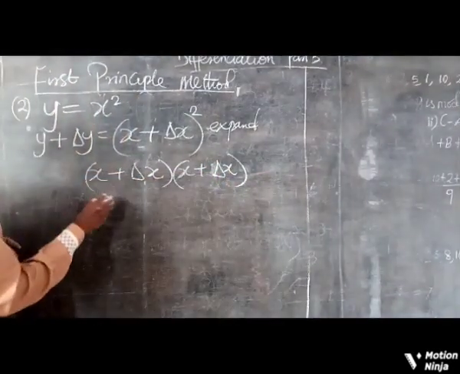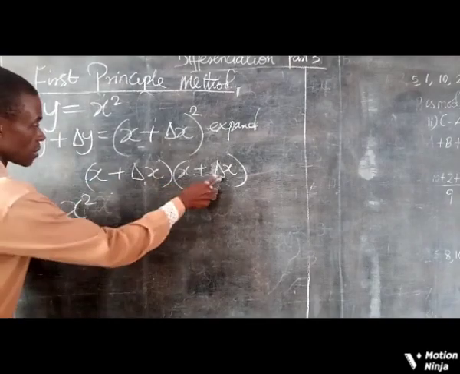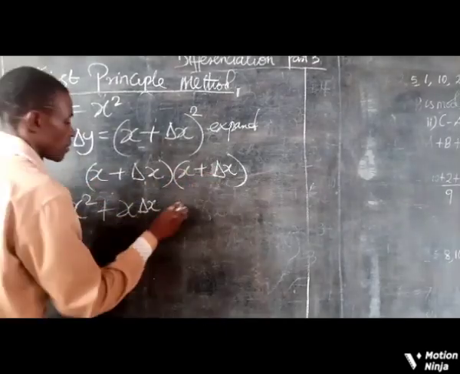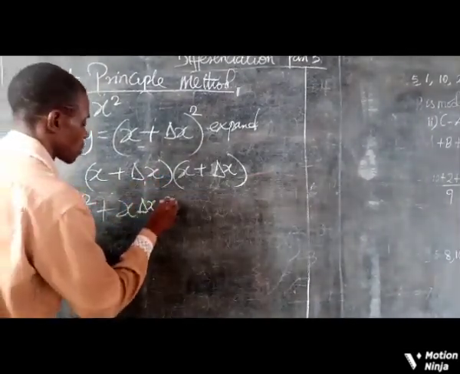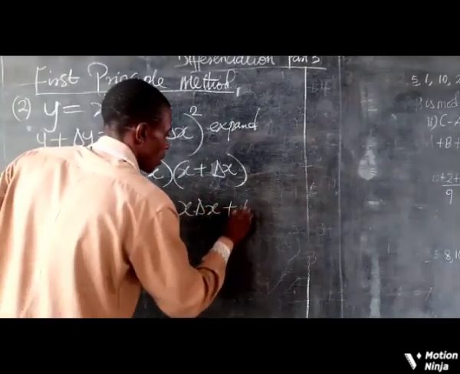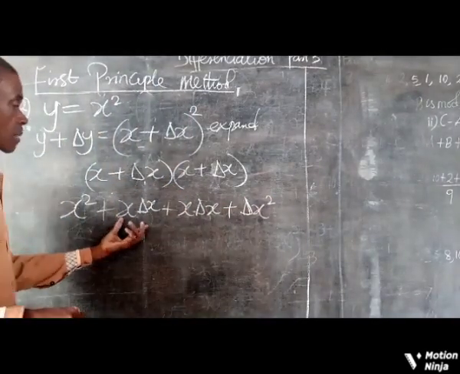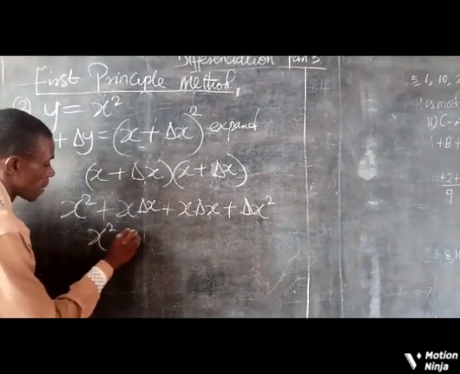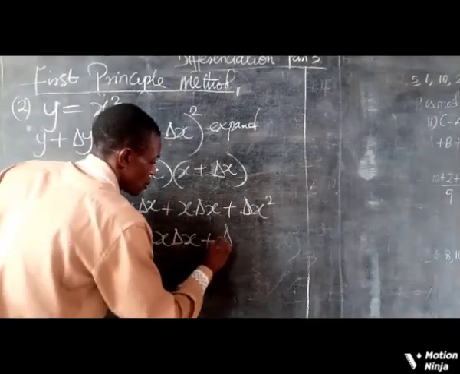Opening this, x times this will give us x squared. This times this will give us plus x change in x. This times this will give us this, and then this will give us plus x change in x. Then we'll have plus change in x squared. Change in x plus change in x will give us 2x change in x. So x squared plus 2x change in x plus change in x squared.